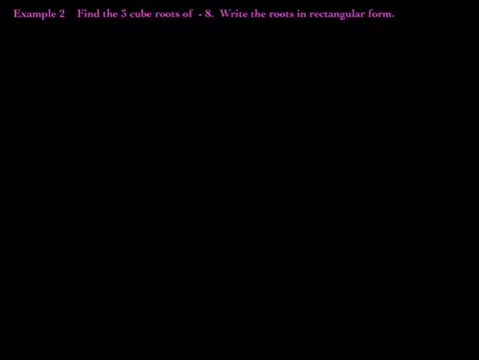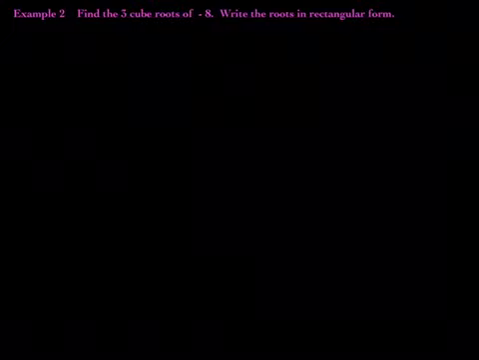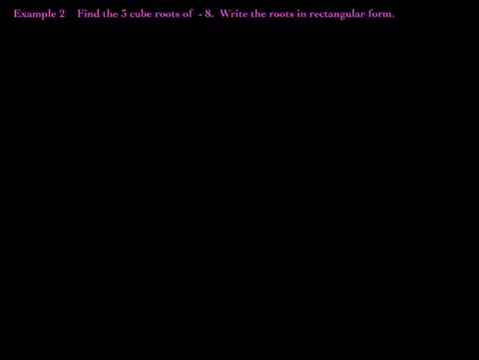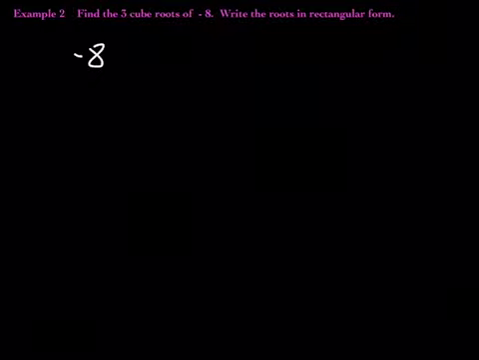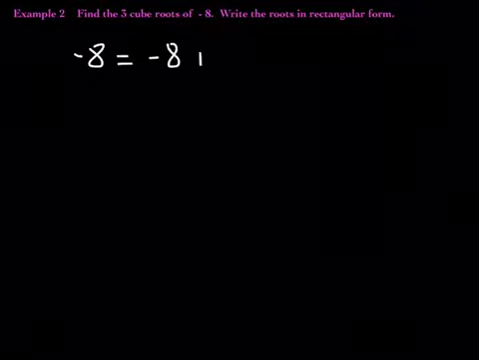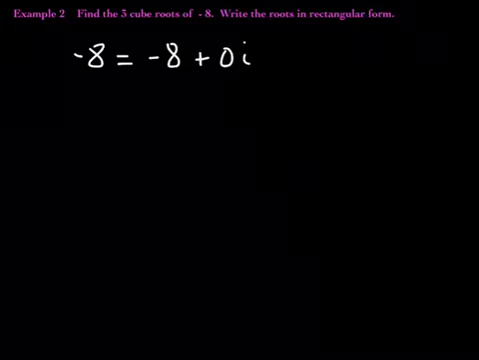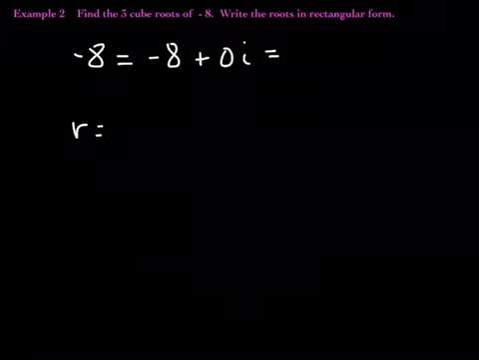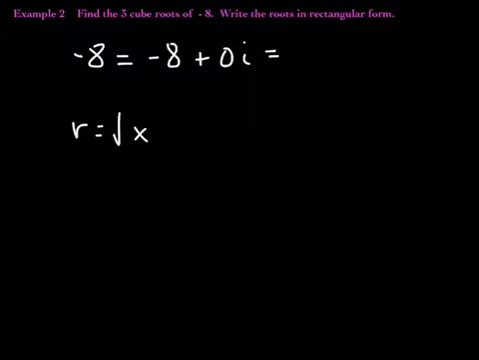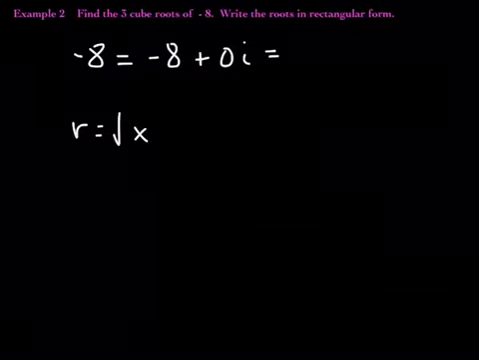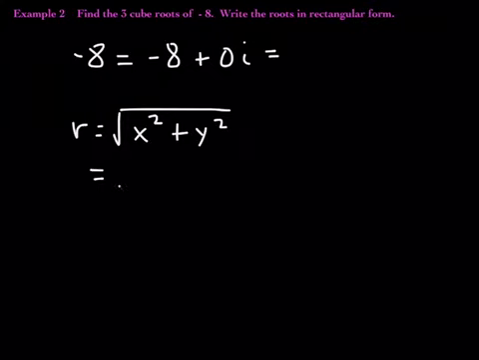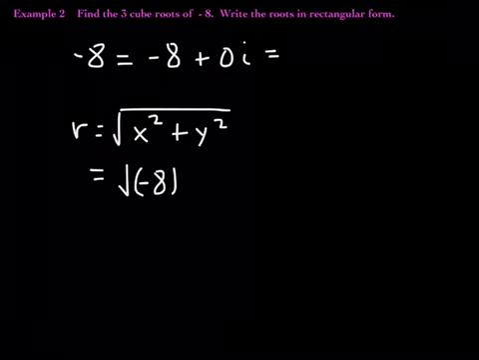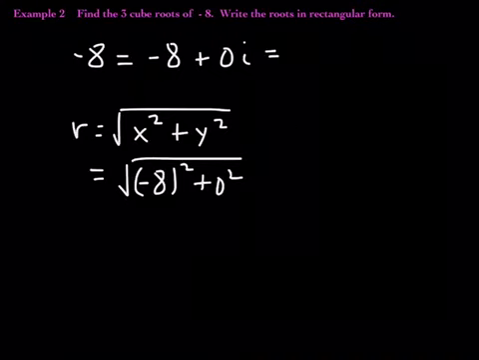The first thing I would recommend us to do is to write negative 8 in trig form or polar form. All right, so negative 8, we must understand, is the same thing as negative 8 plus 0i. In order to write this in polar form or trig form, we have to find r and we have to find theta. So r is equal to the square root of x squared plus y squared, right? We did this in an earlier lesson. So r is equal to, in this example, the square root of negative 8 squared plus 0 squared. This just gives us 8.